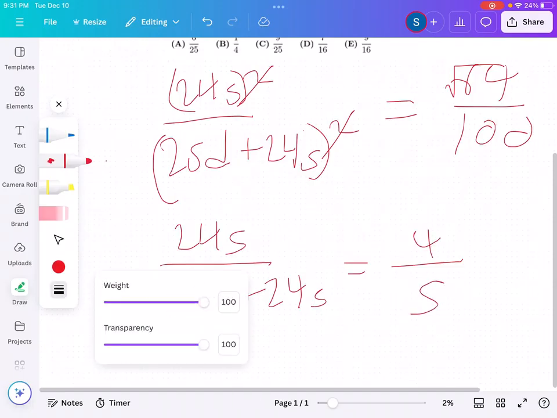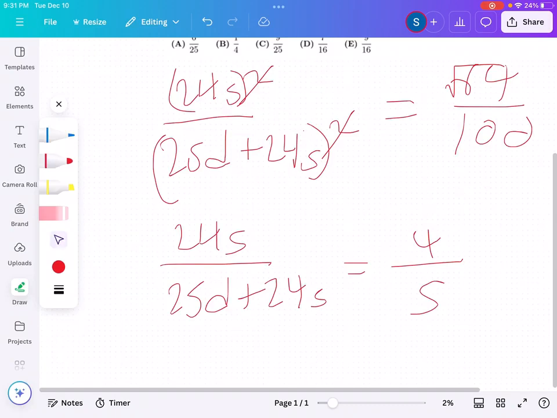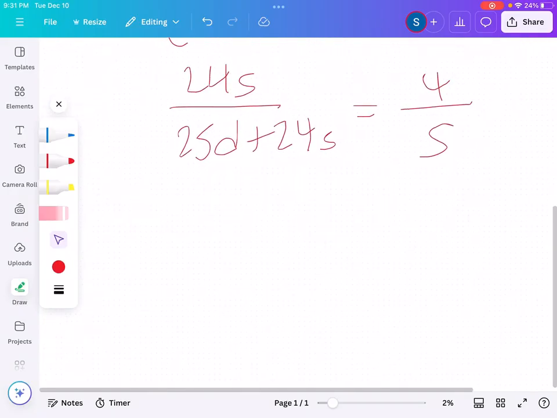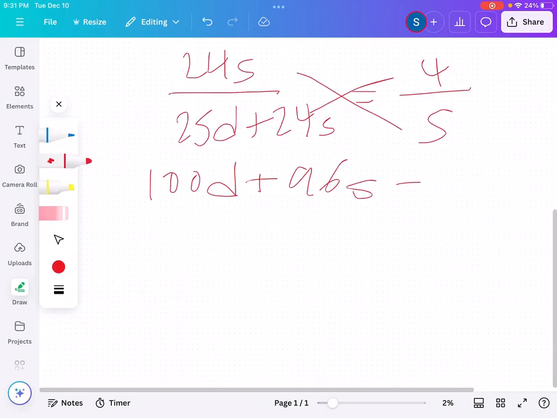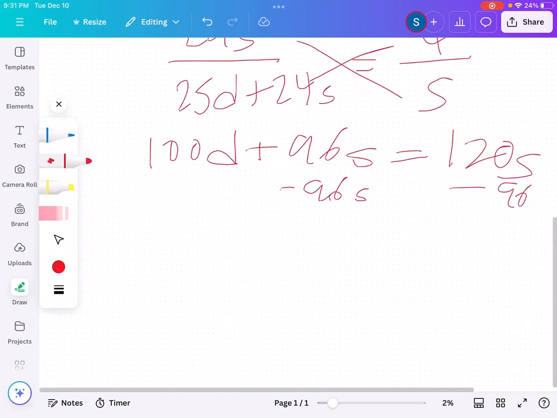Okay, so now what do we do? Well, in order to make an equation where we can have d and s as a proportion, we need to cross multiply. So let's do that. So 4 times 25d, that's 100d, plus 24s, that's 96s, equals 5 times 24s, that's 120s. Now just subtract 96s from both sides, and we are going to be left with 24s equals 100d.